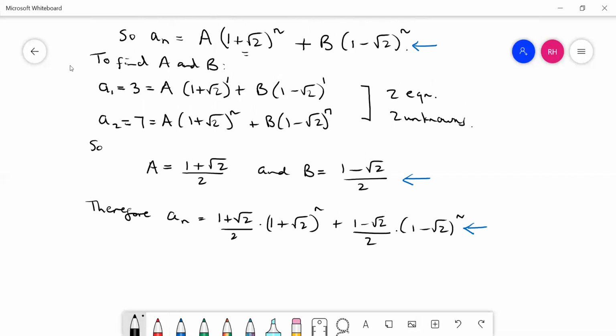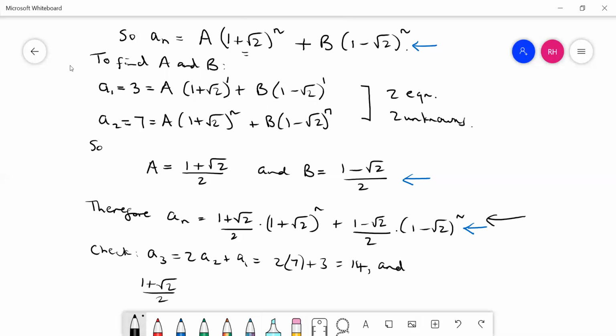Okay, if you wanted to check, just for fun, I did a check. A3 should equal 2 times A2 plus A1, which equals 2 times 7 plus 3 equals 17. And also, if we just feed it into this formula up here, and you actually work out (1 plus root 2) on 2 times (1 plus root 2) to the power n plus 1 minus root 2 on 2 times (1 minus root 2) to the n, if you work all that out, sorry, this 14 should be 17. And this is 17 as well. So it actually does work.